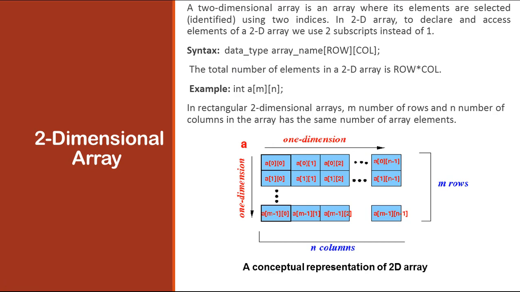For example, int a[m][n]. Int is the data type, a is the name of the array, m is the number of rows, and n is the number of columns. In 2D array, m number of rows and n number of columns in the array has m into n array elements. For example, int a[m][n], m is the row size and n is the column size.